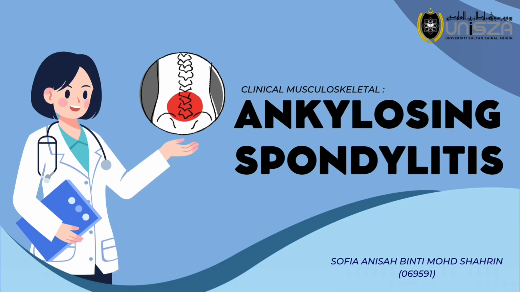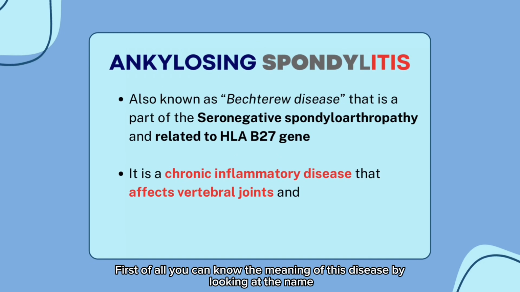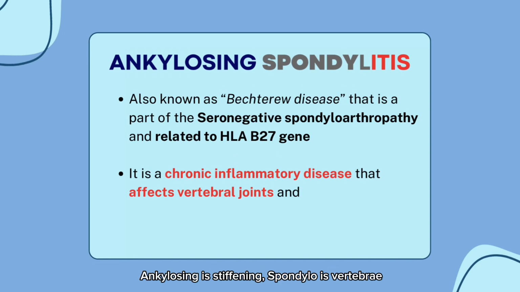So today I'm going to talk about ankylosing spondylitis. First of all, you can know the meaning of this disease by looking at the name. Ankylosing is stiffening, spondylo is vertebrae, and itis is inflammation. In addition, this disease is also known as Pachyry disease, and it is related to the HLA-B27 gene.